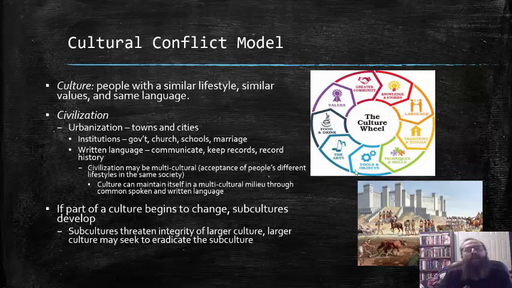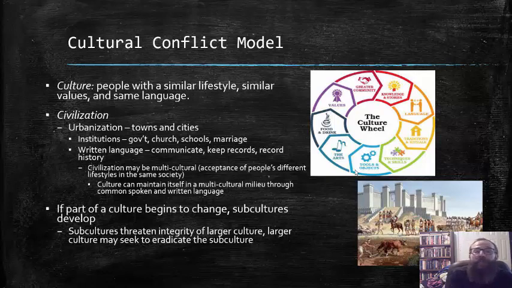Now, piggybacking off of that is this idea of civilization. Fundamentally, civilization must have an urban characteristic to it. The development of towns and cities is key to the foundation of any civilization. And this includes institutions such as government, churches, schools, marriage, things of that nature. Written language is absolutely key to the development of civilization as we understand it. A way to communicate, a way to keep records, a way to record history.